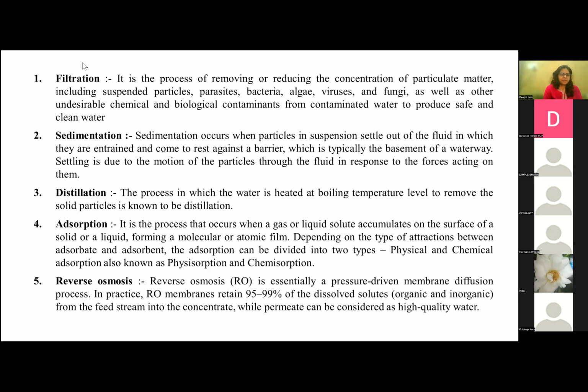The next method can be reverse osmosis. This is what we are using nowadays at every home. We are using RO and we know how it functions. But can anyone of you tell me what is the side effect of using RO in our daily life?